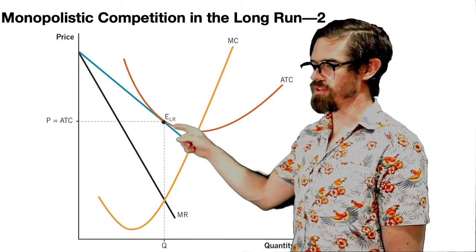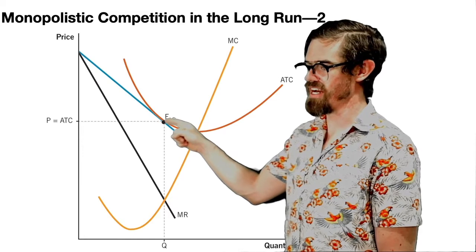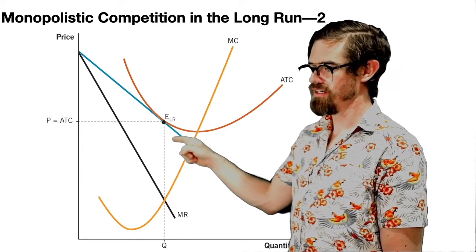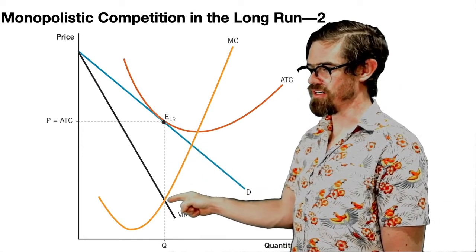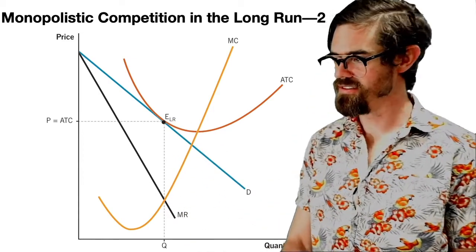So even in the long run, when there's zero economic profit, right, average total cost is exactly equal to price. Price is greater than marginal cost. So here's marginal cost way down here. Price is greater than marginal cost, okay?